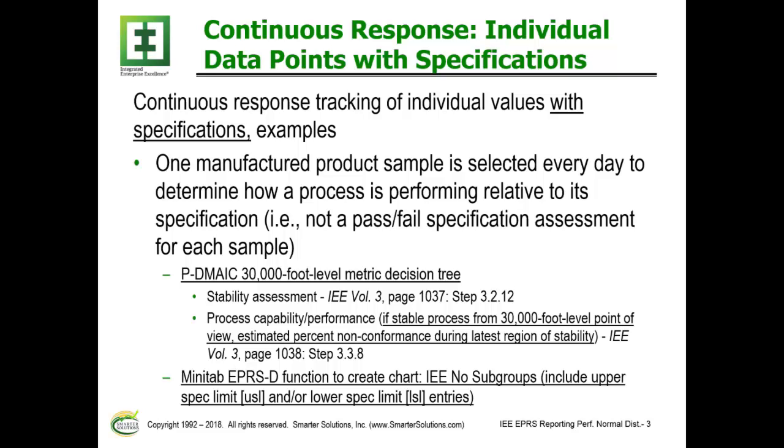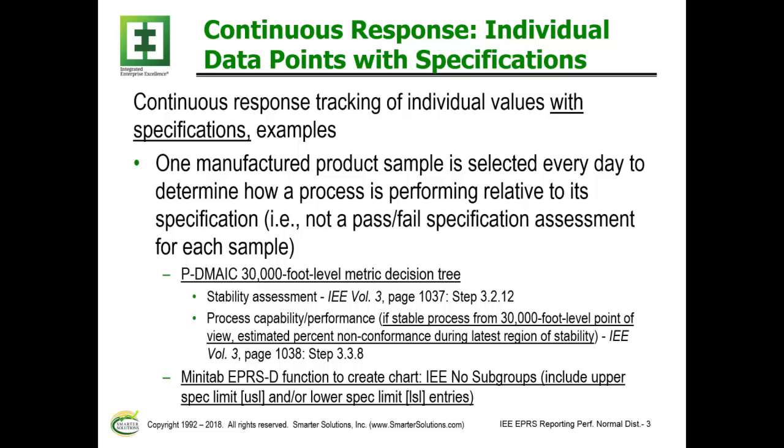So let's first look at a situation where we've got individual data points and there's a specification. An example of that might be in manufacturing, we select one sample a day to determine how a process is performing relative to the specification. We're looking at this as a continuous response, not whether this particular sample passes or fails specifications.